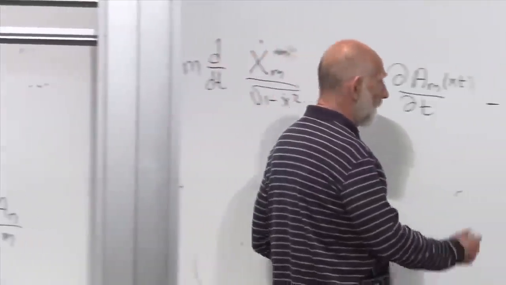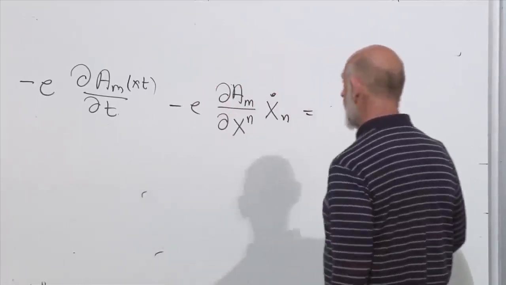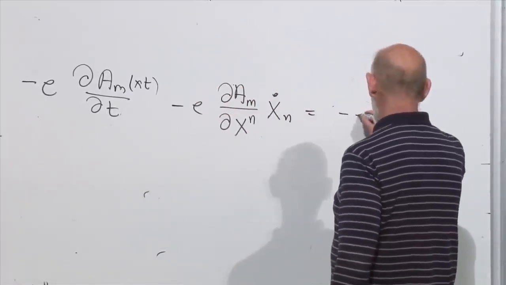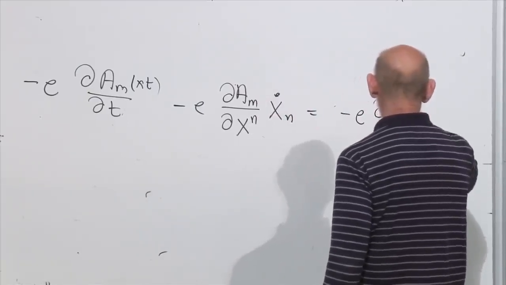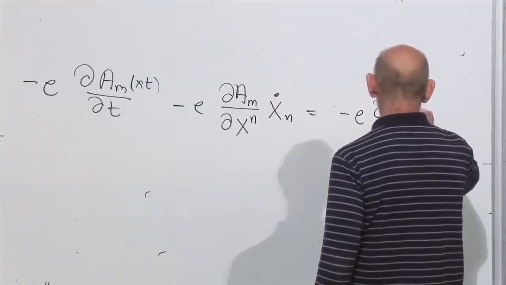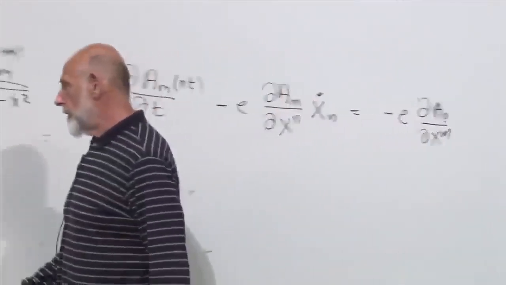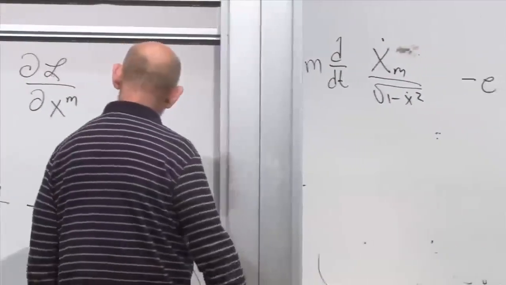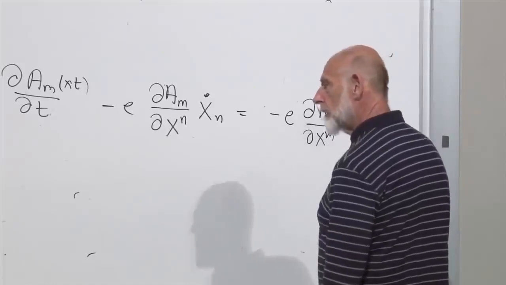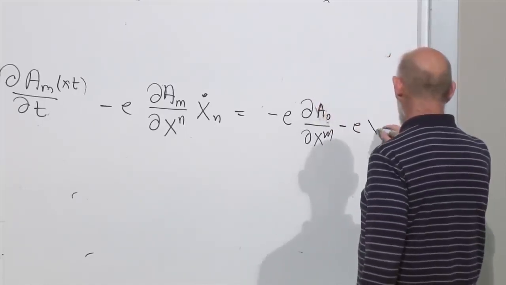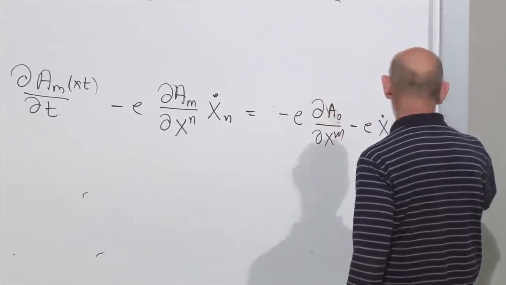And on the right-hand side, we're still not finished. We still have the right-hand side, a bit of a mess, minus e times the a naught by dxm. That's this term. That's the potential energy. And then there's this term over here, minus e xn dot dan by dxm.